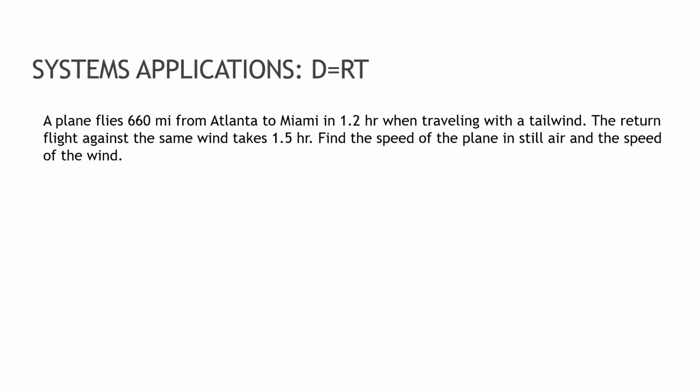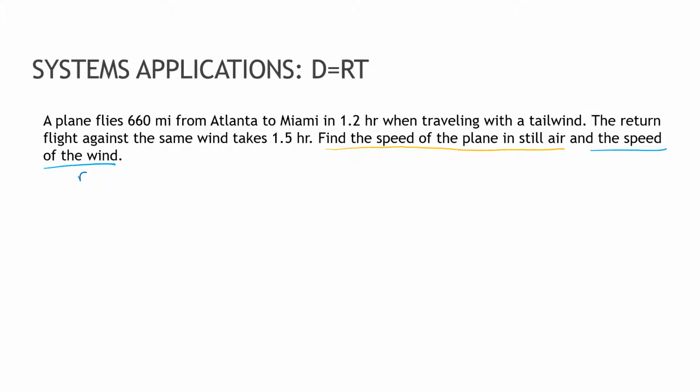So let's take a look at the last two examples, which are distance, rate, time examples. And these tend to be the hardest because people want to use R for rate, and really the question itself here is asking for a speed of the plane in still air and the speed of the wind. So those are actually both rates. This is a rate and this is a rate. So how am I going to make this work? Well, that's going to be my x and my y.